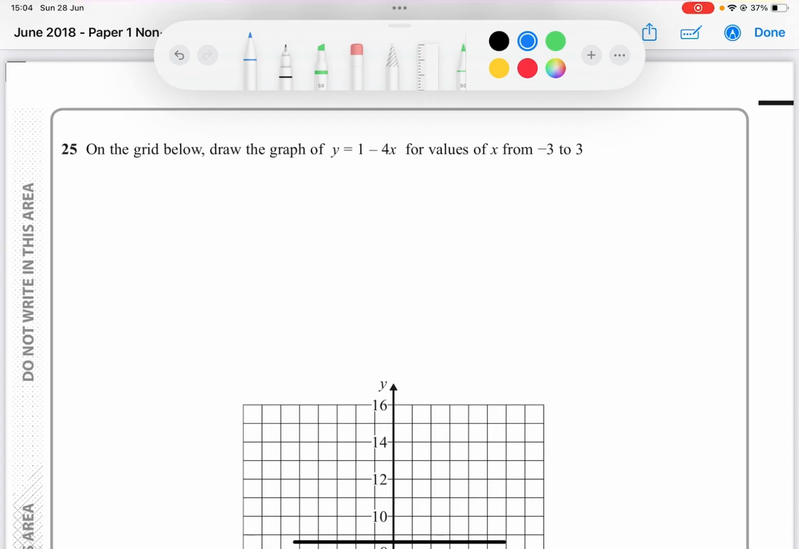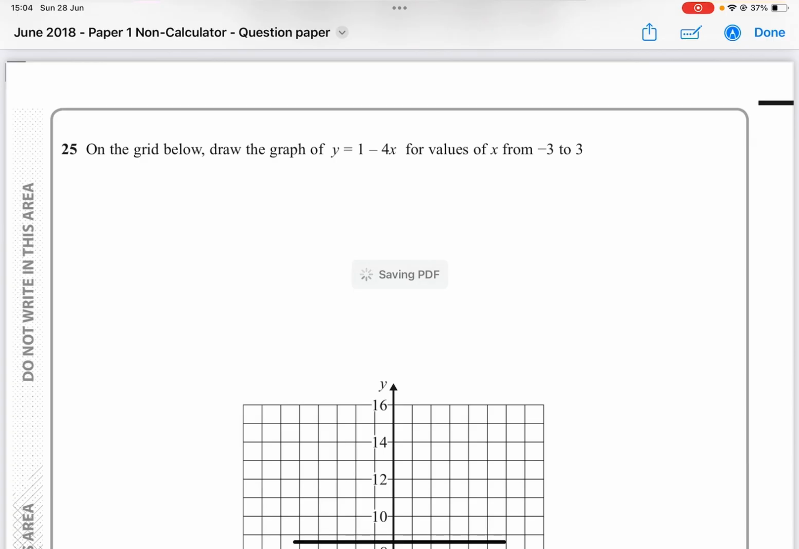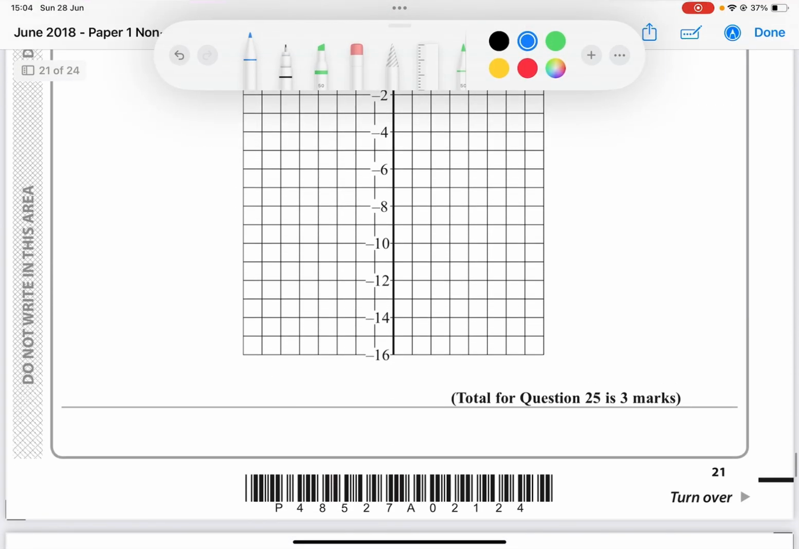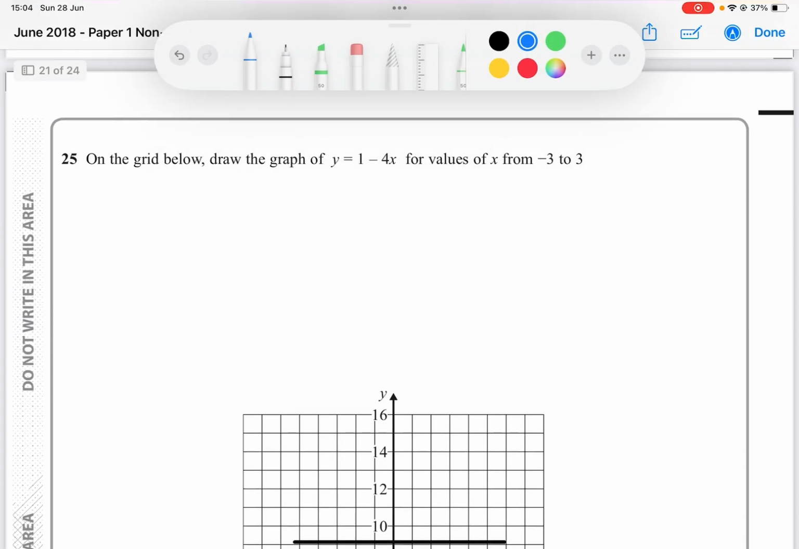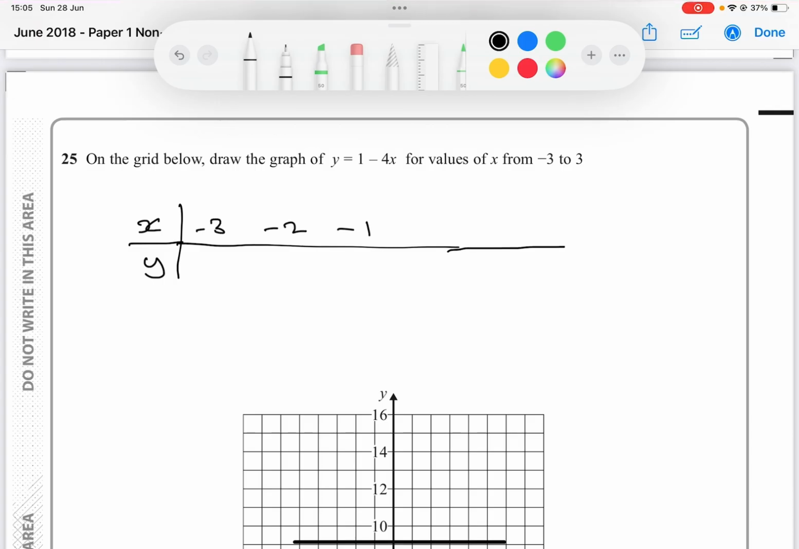Question 25 says, on the grid below, draw the graph of y equals 1 minus 4x for the values of x from minus 3 to 3. 3 marks. It's easy, okay? We're just going to draw a table for our x and y values, alright? So we have our x values here, and we have our y values here, alright? We know that it goes all the way from minus 3 to 3, so we have minus 3, minus 2, minus 1, 0, 1, 2, and 3.